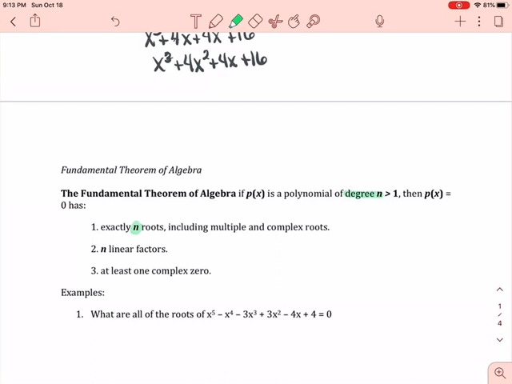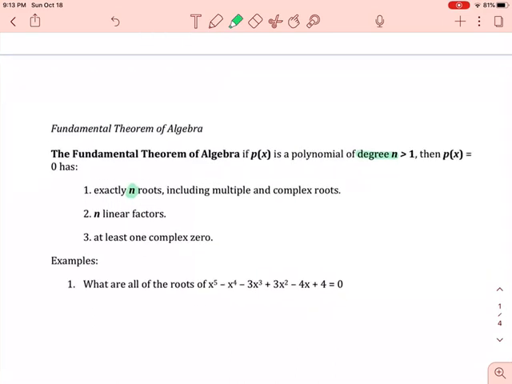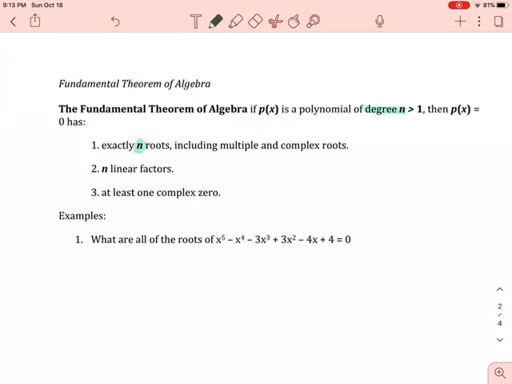That means that it could be in the real number system or complex. Meaning if 4 is a root, then 4 plus 0i would be the complex root. But there's always a root. There's at least one root for every single polynomial. Okay? All right. So let's put this all together now.